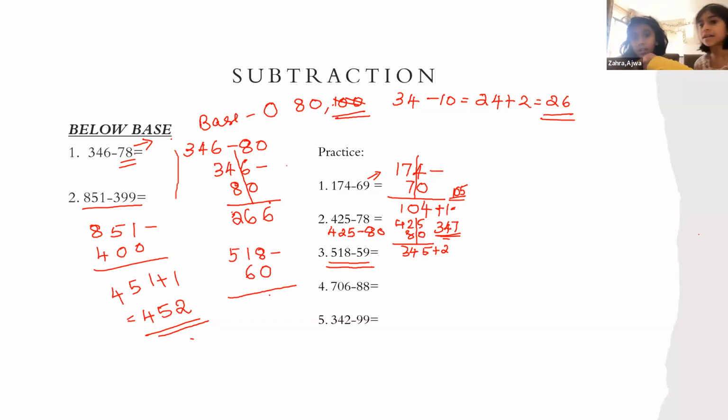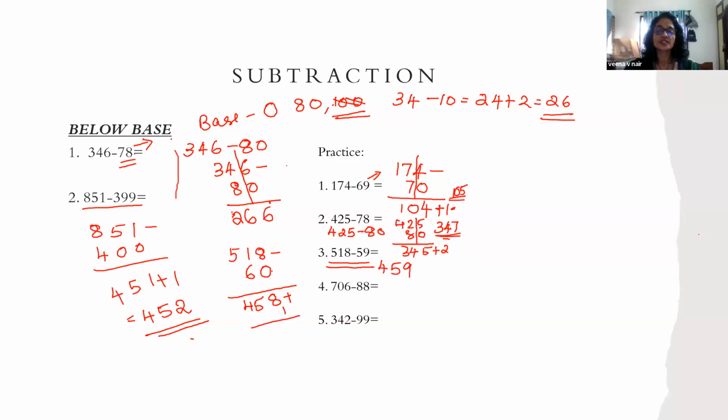458. Then did you miss out something? 459. 8 plus 1, that is the answer, 459. Very good. Now next one, next sum.